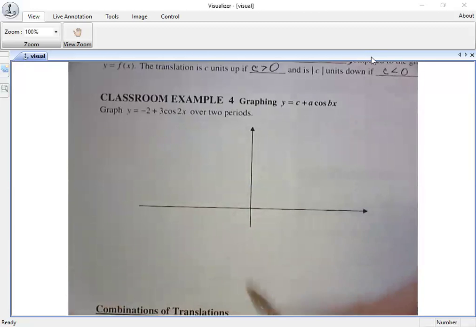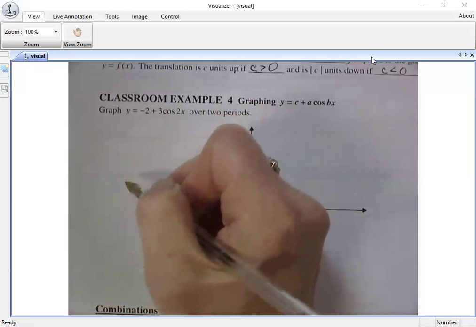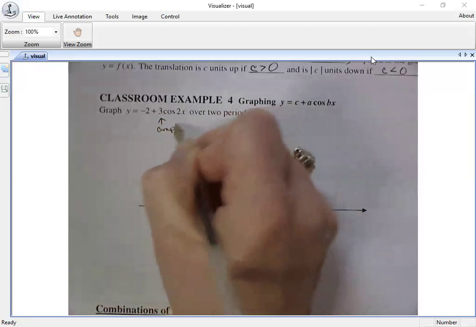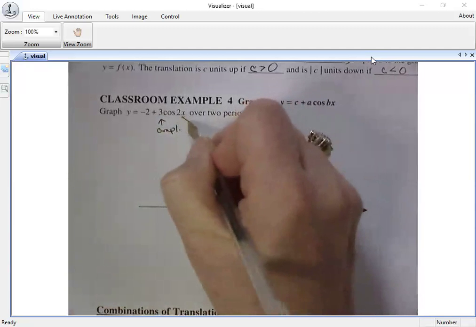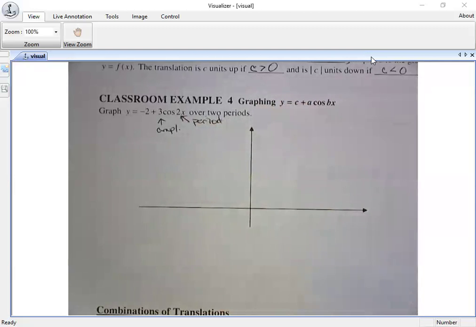You said amplitude. What's my change in amplitude? My change in amplitude is 3. Okay, what else do you see? There's a change in period. What is it that's telling me I've got a change in period? The 2 right here. What else do you see?